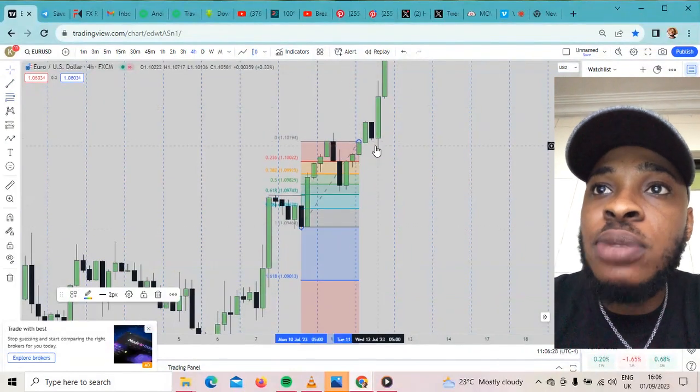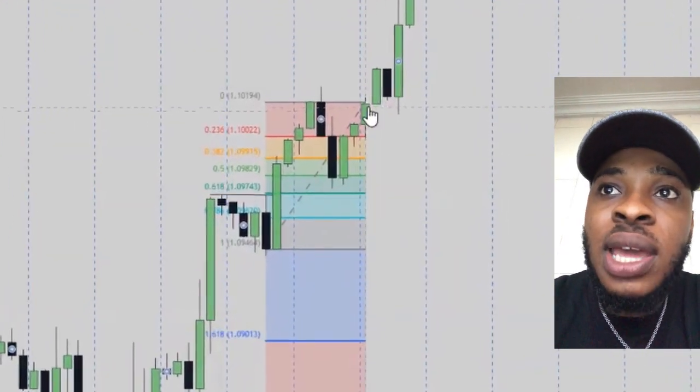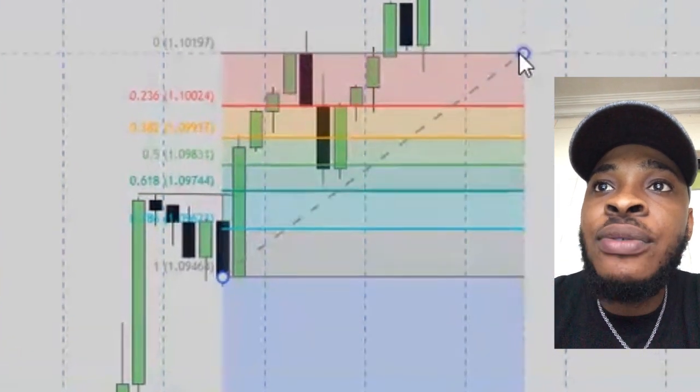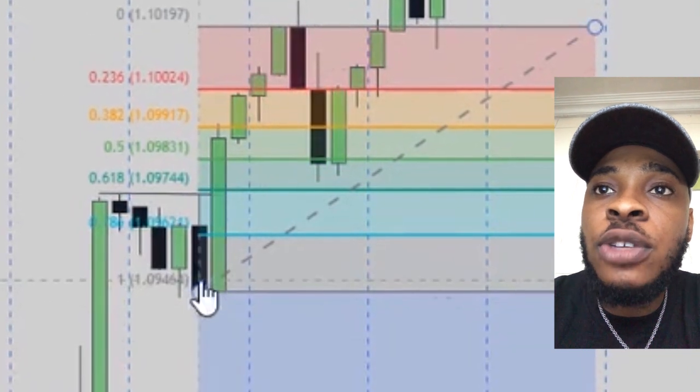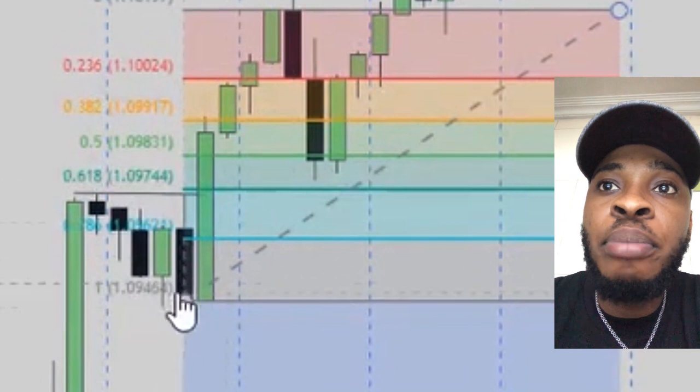You won't just draw that, but you wait for when you see this bearish candle formed. That's when you know that, okay, price is showing some signs of reversal. So at this level, that's when you're going to draw your Fibonacci from low to the high. I would recommend you don't add the wicks. Just make sure it's from body to body.